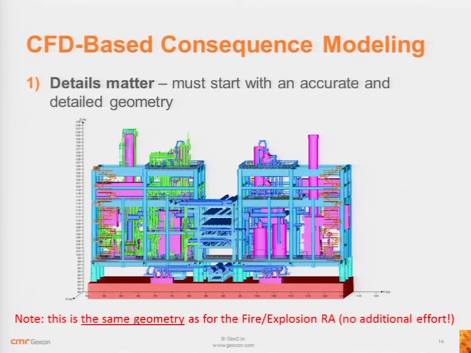So how do we do a cryogenic spill risk assessment with CFD? Well, the first thing we need to do is start with an accurate geometry. The emphasis is on accurate. Here we have two modules. They're two identical modules, just for comparison. This is what you would typically get from your CAD.